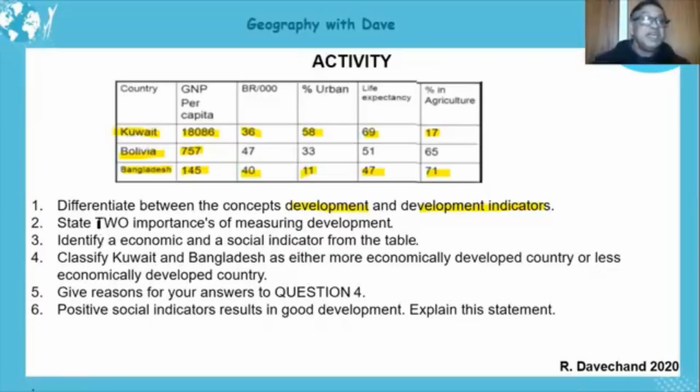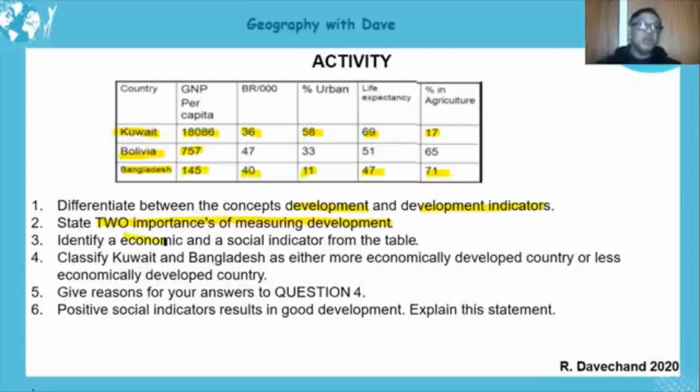State 2 importances of measuring development, straight from the notes, learners. Can you see? It shows you the level of development. It shows you areas or challenges that are experienced when you look at development indicators. And it also allows you to look at strategies. Then why is that area low? You start investigating. There's so many taken straight from the notes.